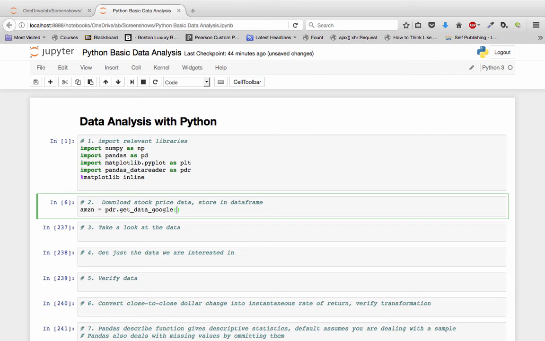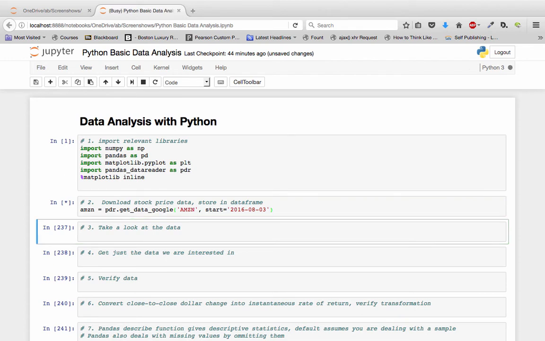All right, and so all it really needs is a symbol. Okay, and then it'll go in by default, get 10 years of daily price changes for Amazon. All right, but I'm just going to go back and get, say, the last year or so's worth of data. All right, so I'm going to go back to, oops, August 3rd, 2016. Okay, so just like that, we have some data.